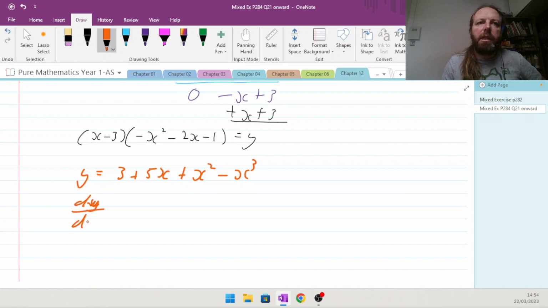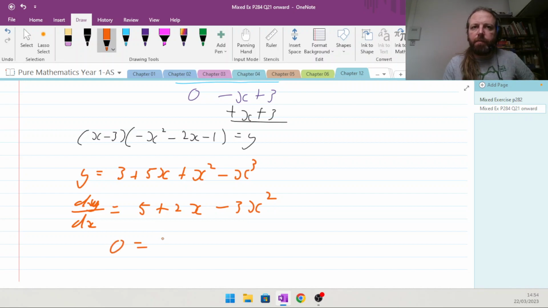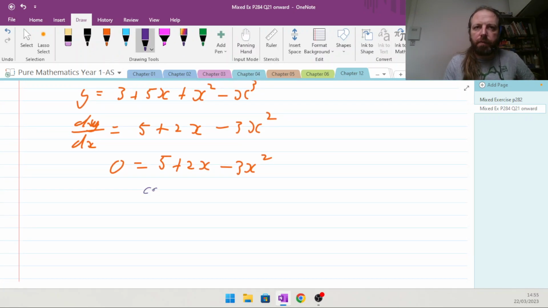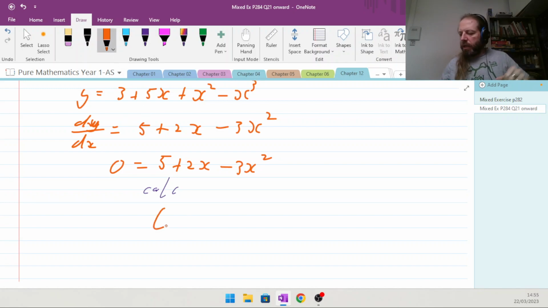So dy by dx, differentiate it, the 3 disappears, drop the power, that becomes a 5 plus 2x minus 3x squared. Now what we're going to do is solve that equal to 0. So with 5 plus 2x minus 3x squared equal to 0, I'm going to put it straight into a calculator so that I can get the answers coming out.